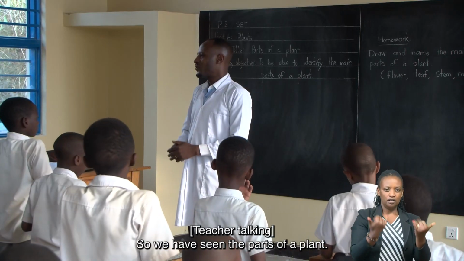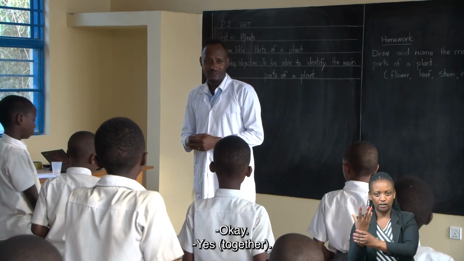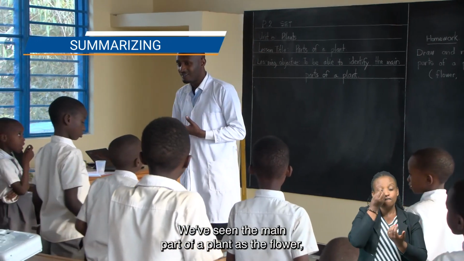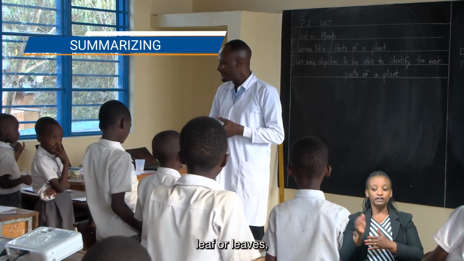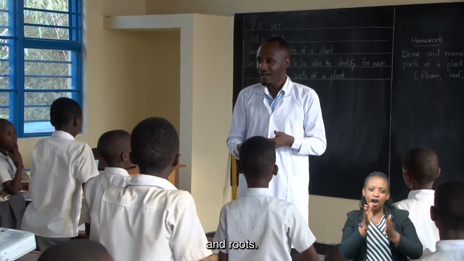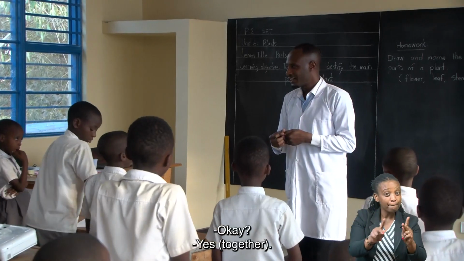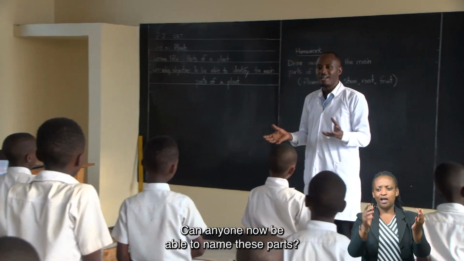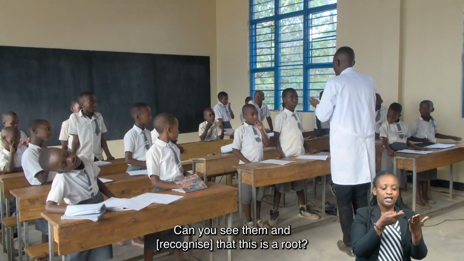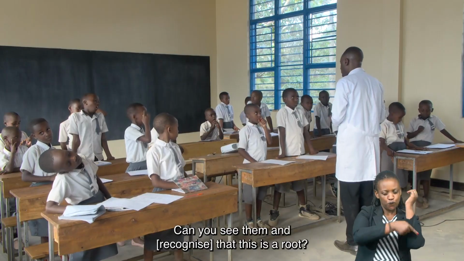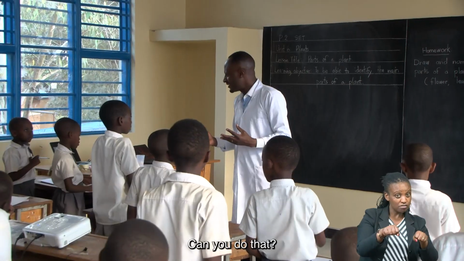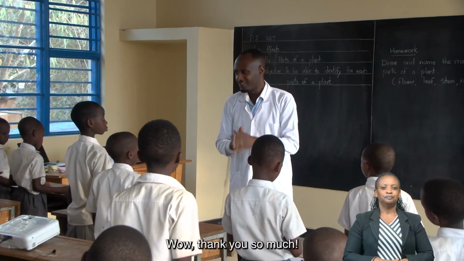So we have seen the parts of a plant, okay? We've seen the main parts of a plant as the flower, leaf or leaves, stem, fruit, and roots. Can anyone now name these parts? Can you see them and say that this is a root? This is a leaf. Can you do that? Wow, thank you so much.